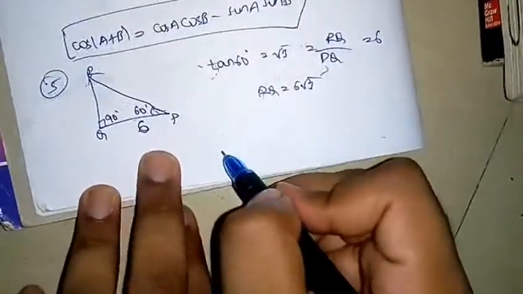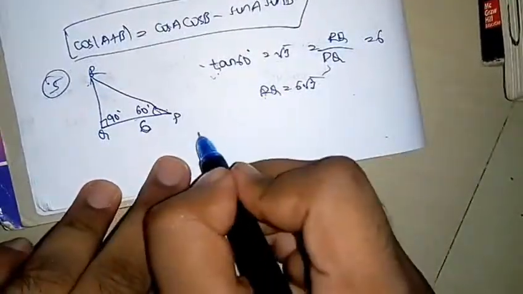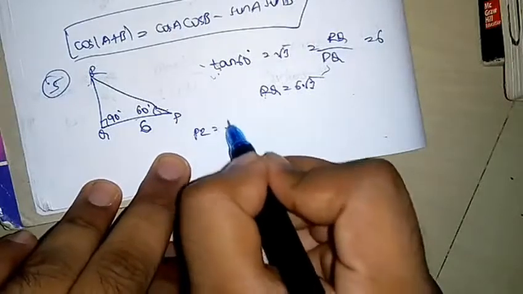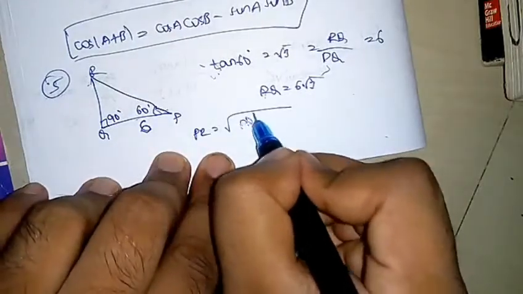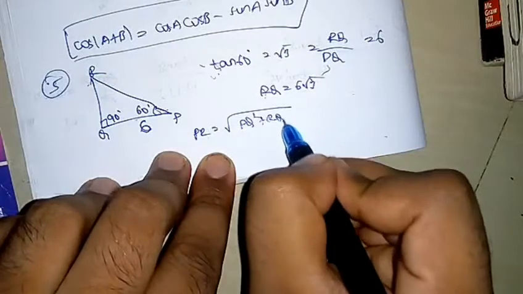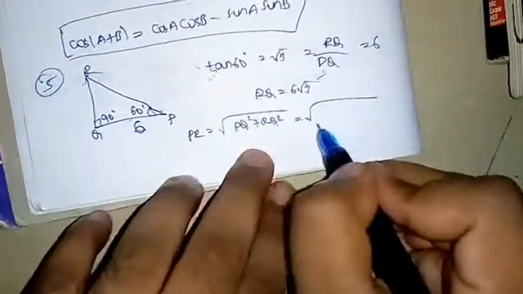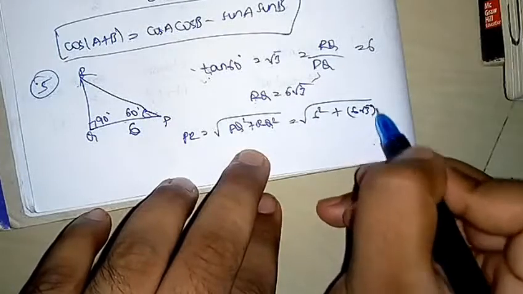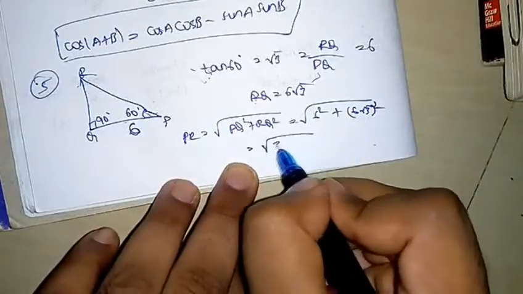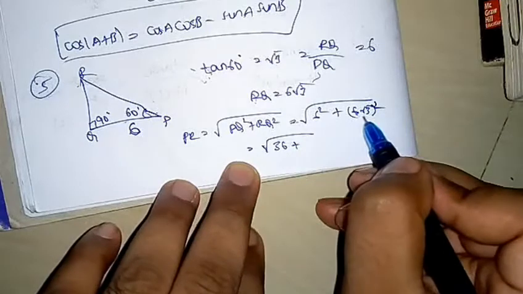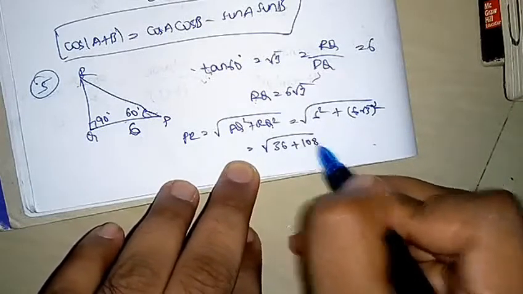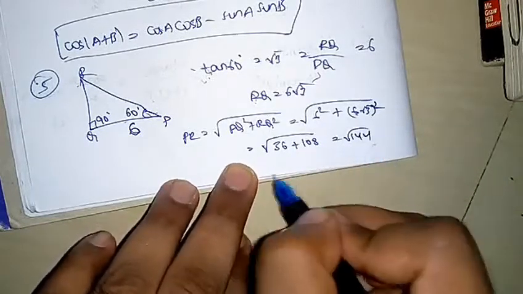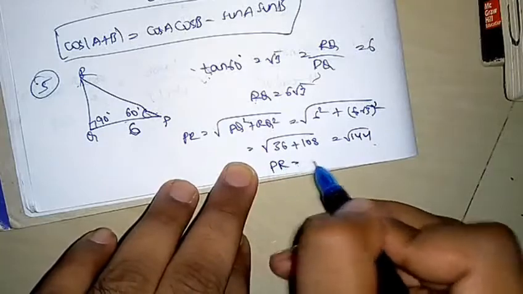Similarly, from Pythagoras theorem, PR will be equal to under root PQ square plus RQ square, which is equal to 6 square plus 6 root 3 whole square, which is equal to 36 plus 36 into 3, that is 108, which will be equal to 144. Therefore PR is equal to 12.